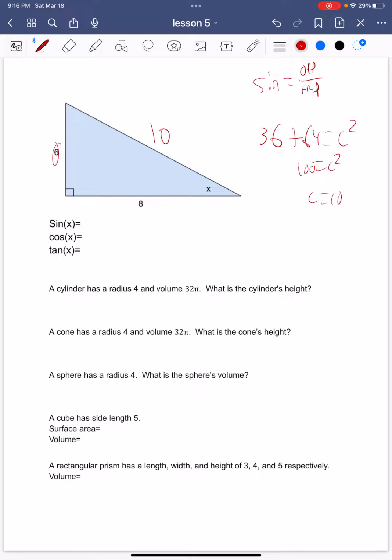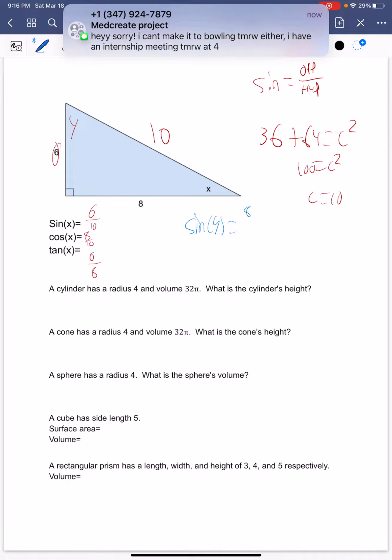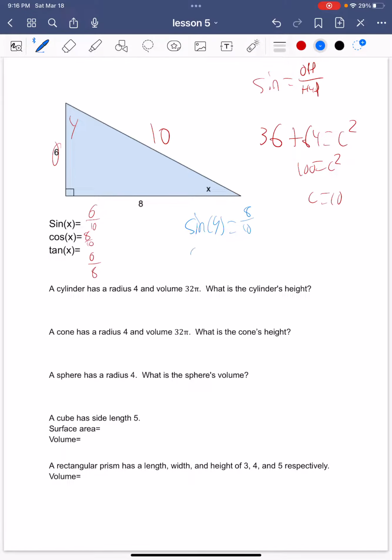So since sine is opposite over hypotenuse, we have opposite 6 over hypotenuse 10. Cosine is adjacent 8 over hypotenuse, and tangent is opposite over adjacent, 6 over 8. Now an important thing to know, let's say I were to label this y. We know that the sine of y equals 8 over 10, and the cosine of y equals 6 over 10. An important thing to know is that these two are equal and these two are equal.